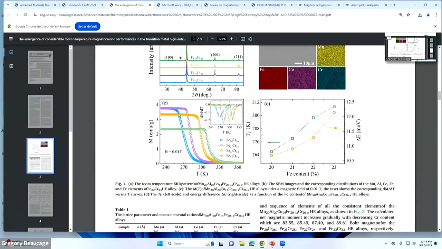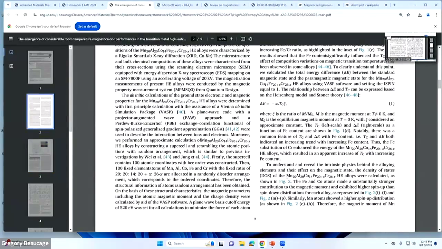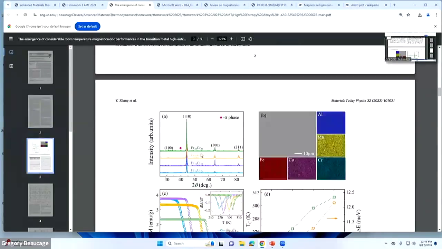And then all they do is take this alloy, so they fix the number of magnesium, aluminum, cobalt, and they vary the number of iron and chromium from 23, 23 to like 22, 24, and then 21, 25, and 20, 26. So they're going to have four of these alloys with different amounts of iron and chromium in it. And that's what leads to the shift.